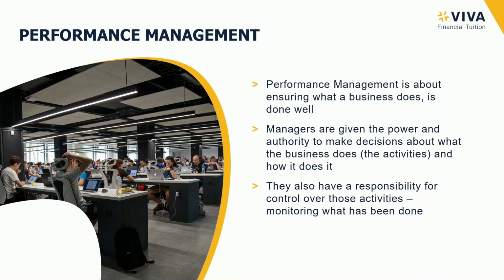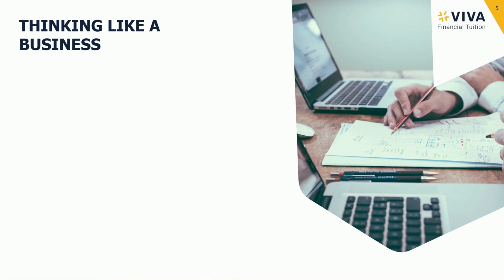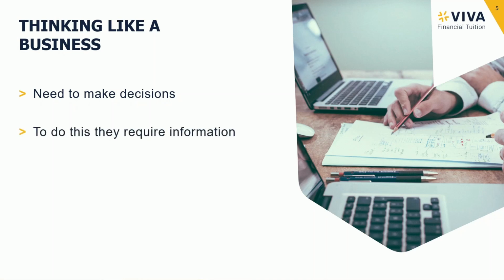So in order then to be able to do this, we need to think like a business. And the steps then involved in thinking like a business start then with the need to make decisions. Decision making then is a fundamental aspect of management and leadership. Managers regularly encounter situations where they need to make choices to steer the direction of the business. Managers gather data from various sources to assess the current state of affairs and predict future outcomes. Hence the need then for information.